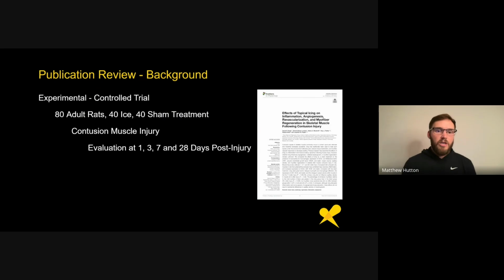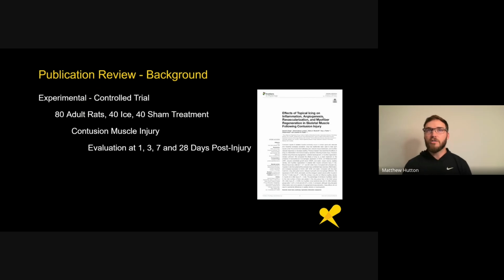Which brings us to the publication review for this week. This paper is often cited by the anti-ice crowd, as evidence that you should not ice injuries, especially acute soft tissue injuries. So in this study, this is an experimental design. It was a controlled trial with rats.